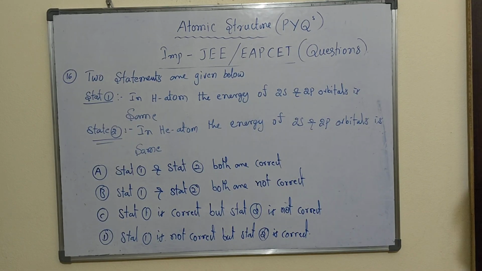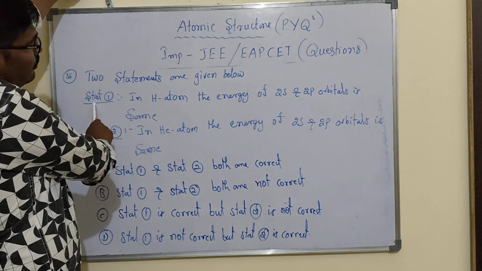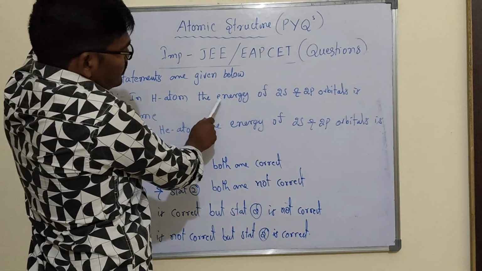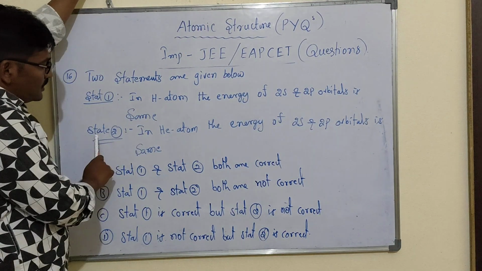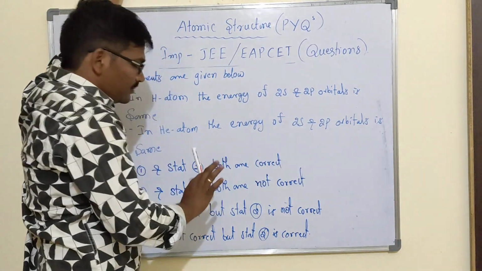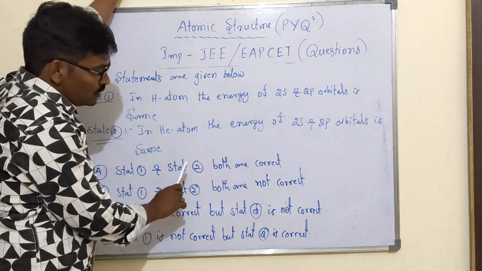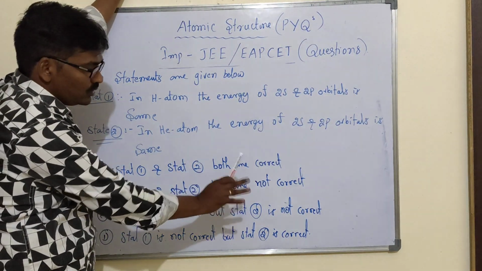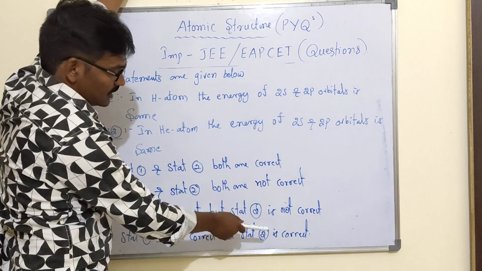So look here, the statement type of question is there. Two statements are given. Statement 1: in hydrogen atom, the energy of 2s and 2p orbitals is same. Statement 2: in the helium atom, the energy of 2s and 2p orbitals is same. The options are: 1 and 2 both are correct, 1 and 2 both are wrong, 1 is correct and 2 is wrong, 1 is wrong and 2 is correct.